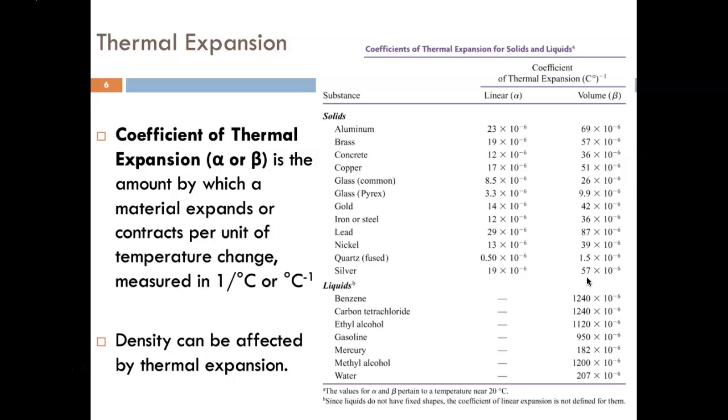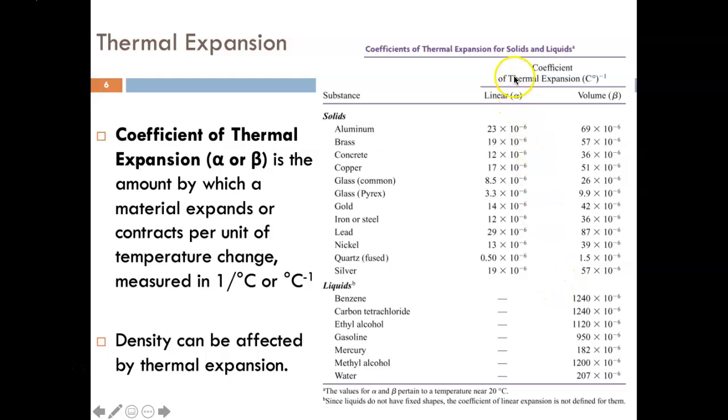So for this one, the thermal expansion coefficient. Different things expand in different ways, and they have different coefficients, of course. The units on these are 1 over degrees Celsius, or degrees Celsius to the -1. When we start using more complicated equations, it will all make sense, and your 1 over degrees Celsius will cancel with the other units.